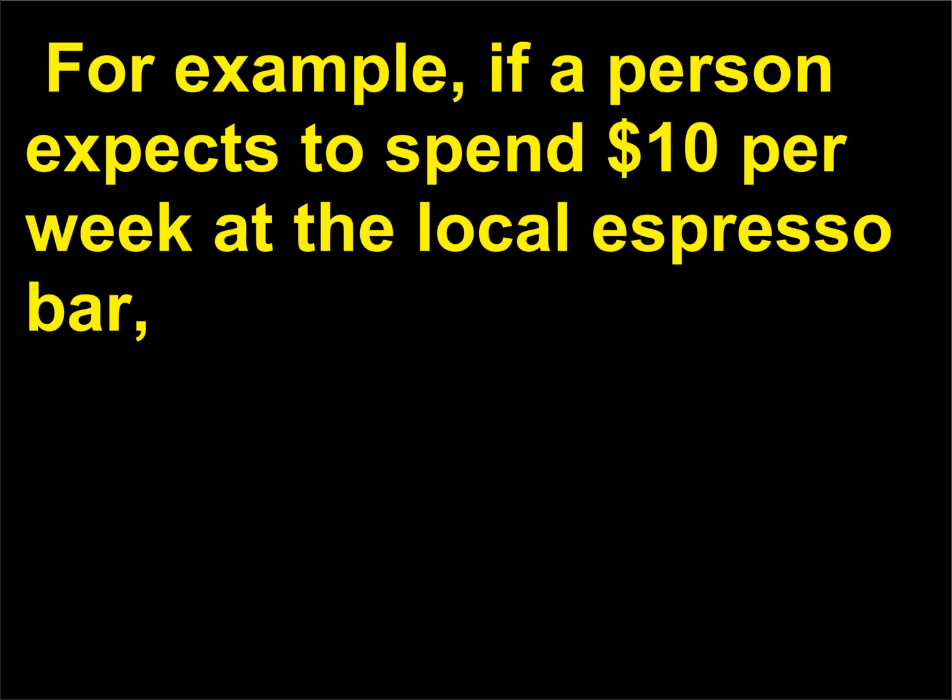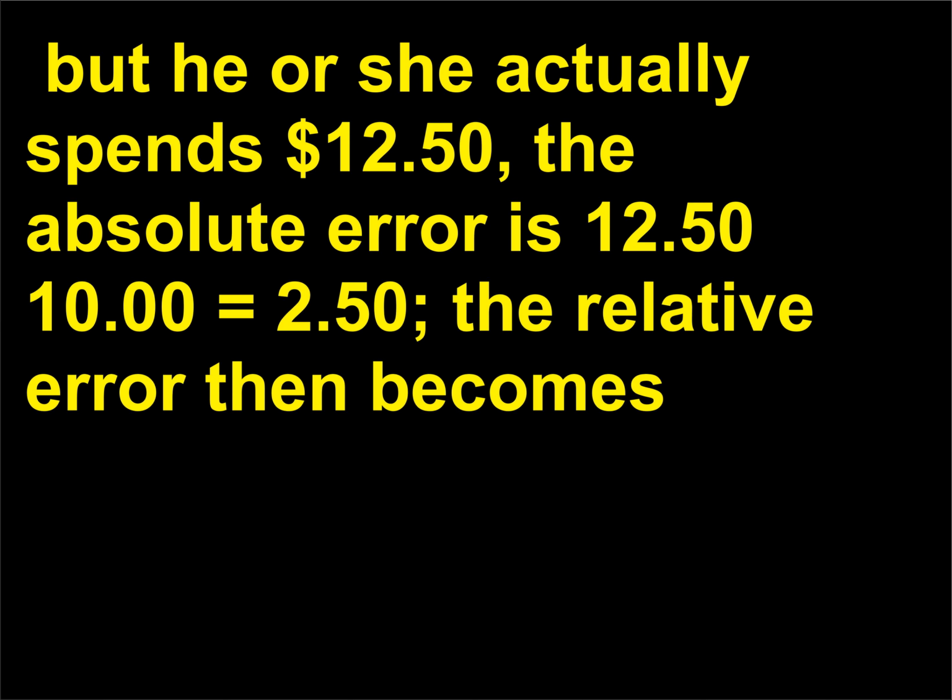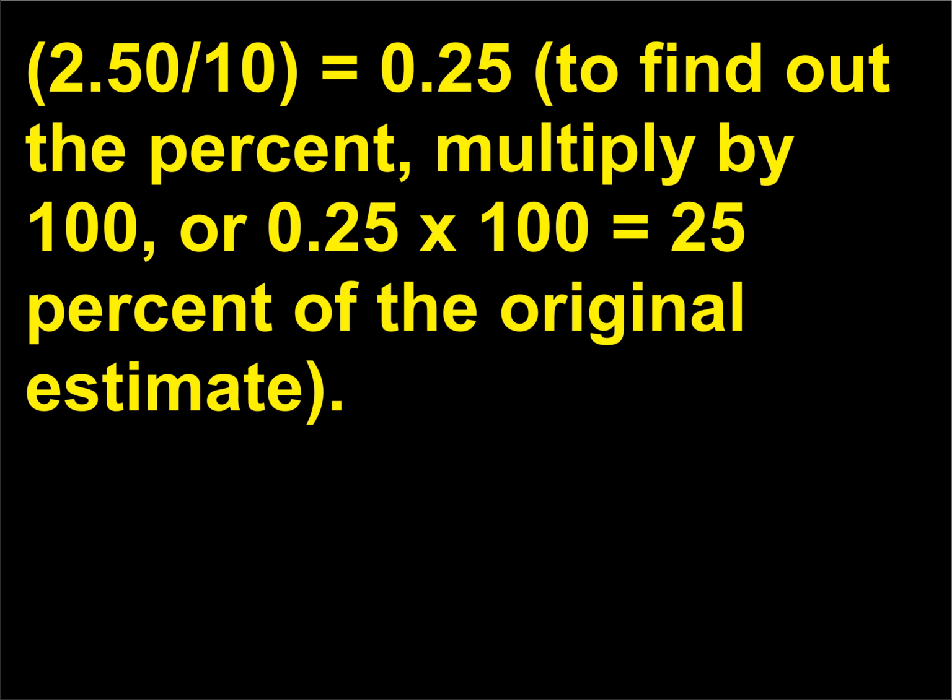For example, if a person expects to spend $10 per week at the local espresso bar, but he or she actually spends $12.50, the absolute error is 12.50 - 10.00 equals 2.50. The relative error then becomes 2.50/10 equals 0.25. To find out the percent, multiply by 100, or 0.25 x 100 equals 25% of the original estimate.